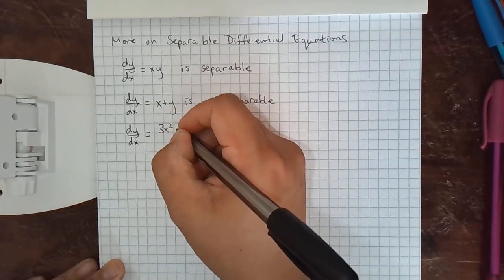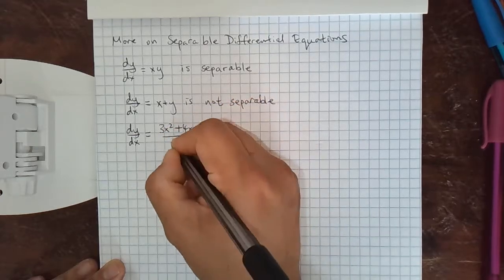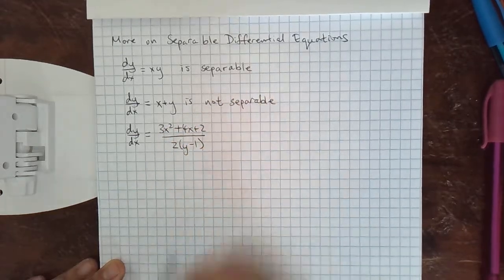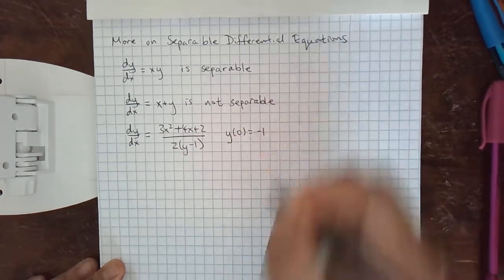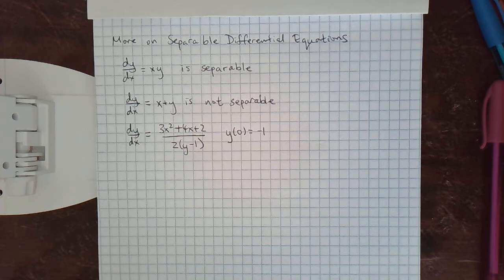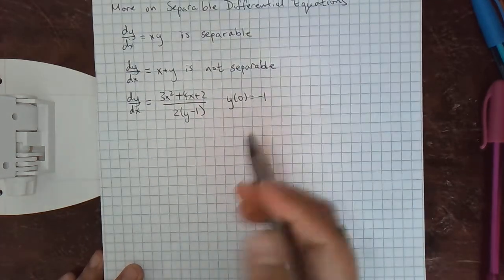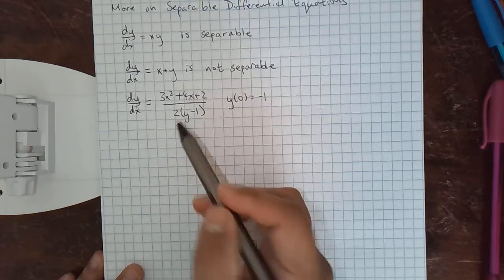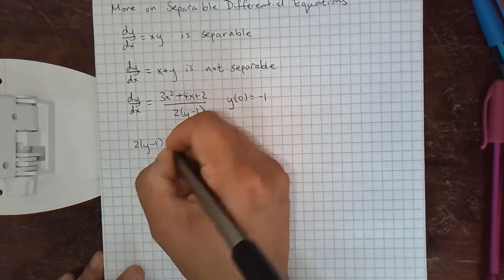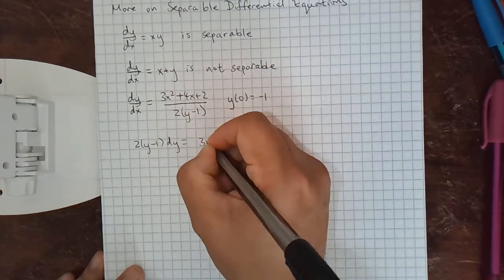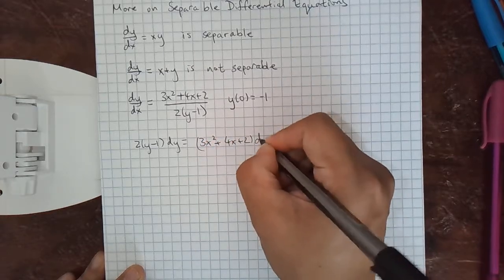dy by dx is 3x squared plus 4x plus 2 over 2 times y minus 1. And we'll actually make this an initial value problem so that we can fully solve it. So y of 0 equals 1. Okay, let's see what happens. So we try to separate this. It's not hard. Multiply both sides by dx and multiply both sides by 2 times y minus 1. 2y minus 1 dy is 3x squared plus 4x plus 2 dx.